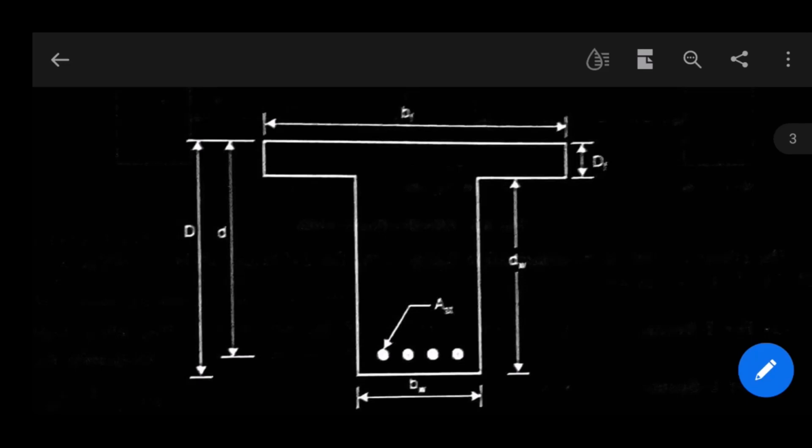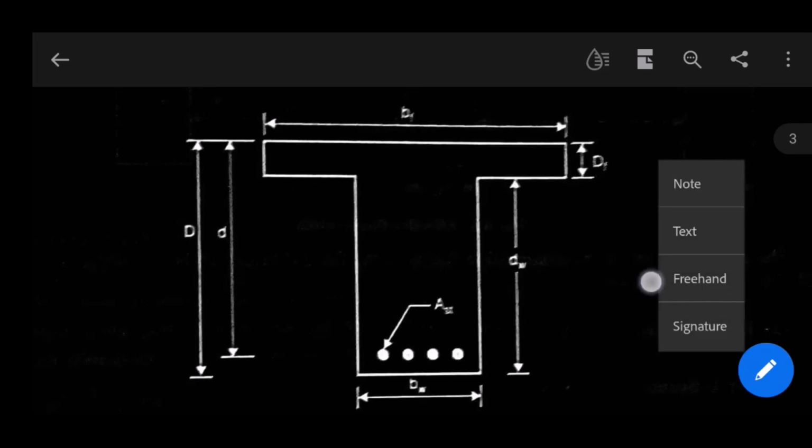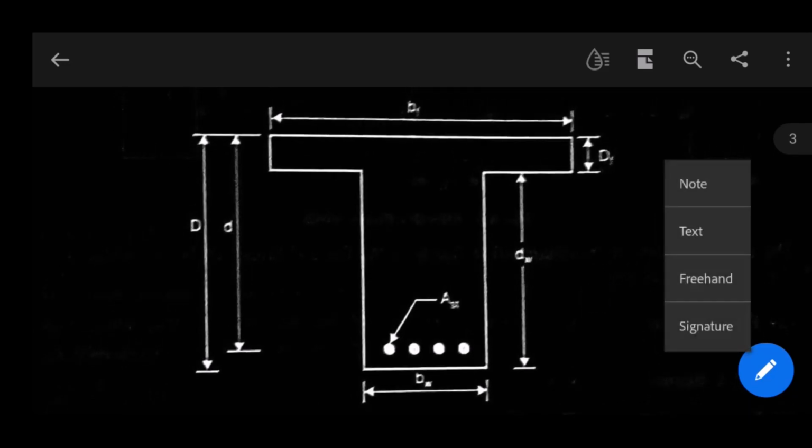Small b suffix f is the width of flange, as you see in the figure. Capital D suffix f is the depth of flange. Small d suffix w is the depth of web, and small b suffix w is the width of web, and the overall depth is capital D, and the effective depth from the top of the flange up to the center of reinforcement is small d.